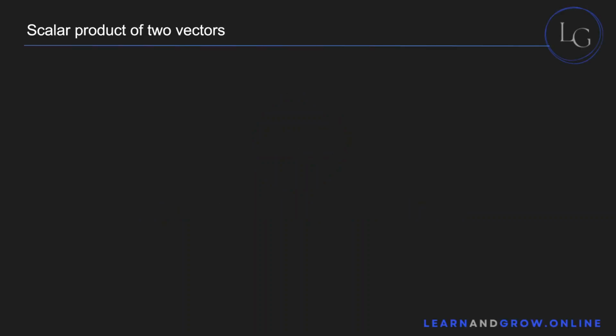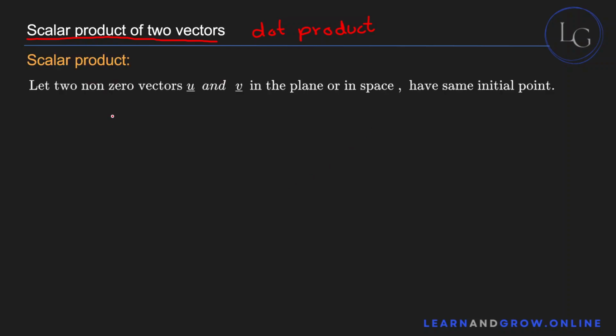Now, this is one of the most important concepts in the whole discussion of vectors, and that's the scalar product of two vectors, also known as the dot product. Here's the thing. The scalar product is basically, first let's discuss what the concept really is.